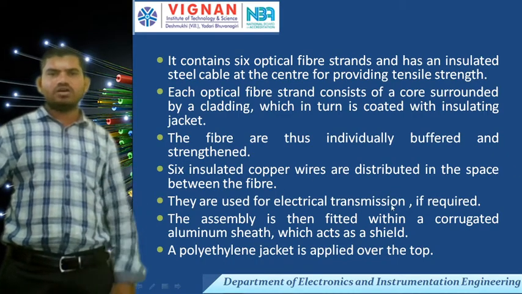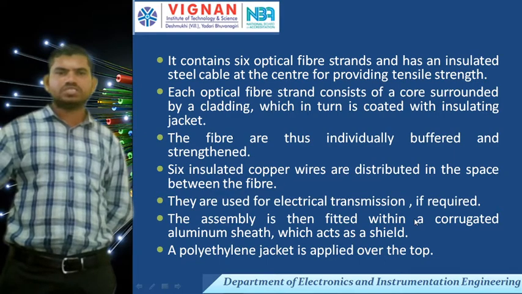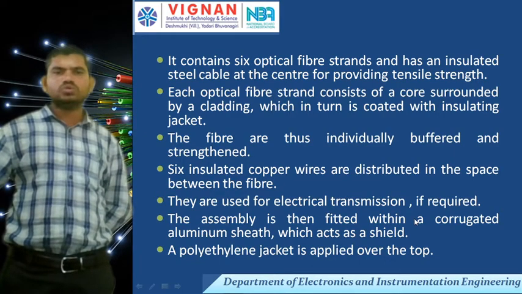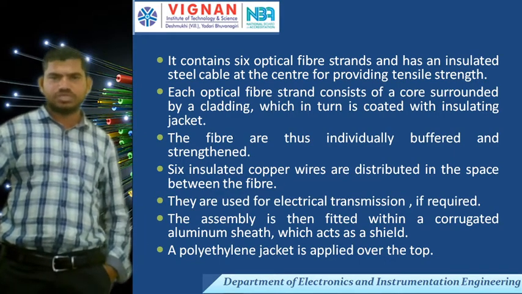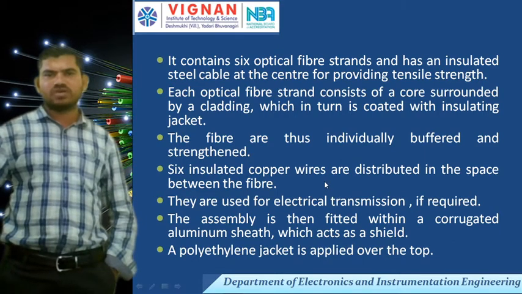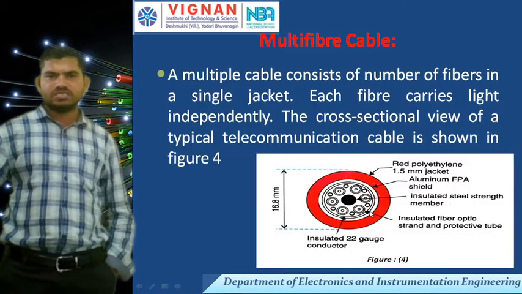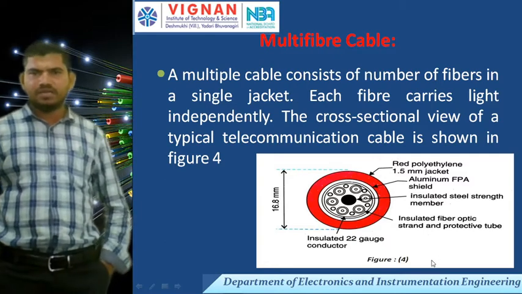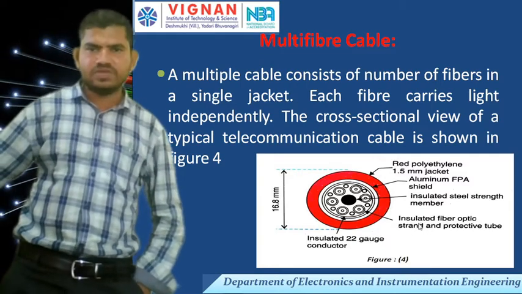Six insulated copper wires are distributed in the space between the fibers. They are used for electrical transmission. These are the six insulated copper wires, which are generally used here.